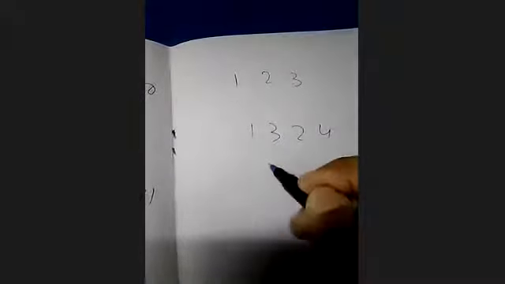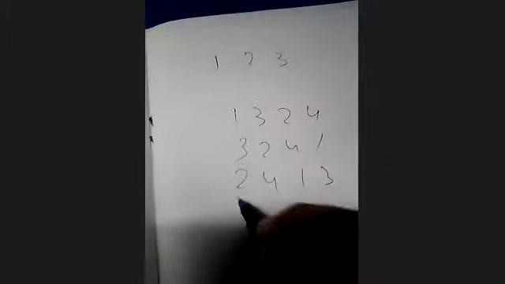When you are moving in a circular direction, you have to consider the whole permutation, right? You cannot just consider up to this step. In circular permutations, you have to cover the whole circle. See, moving 1 3 2 4, and 3 2 4 1, and 2 4 1 3, and 4 1 3 2 is nothing but the same, isn't it?